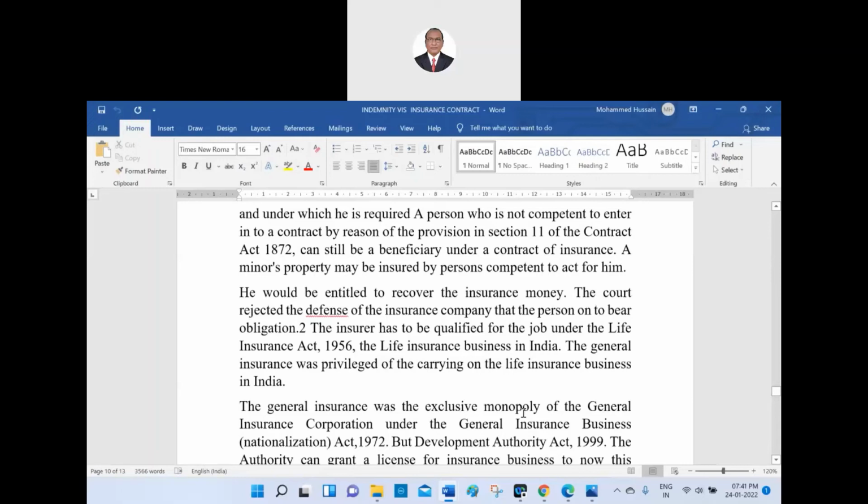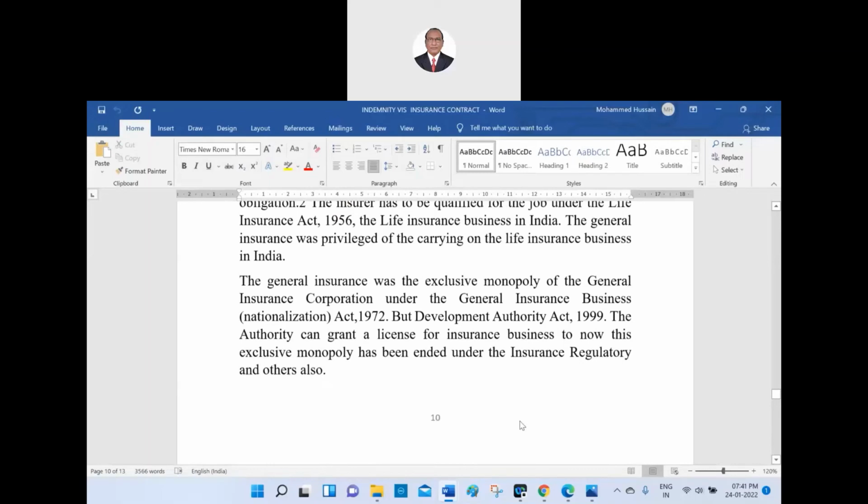The court rejected the defense of the insurance company that the insurer has to be qualified for the job under the Life Insurance Act of 1956. The life insurance business in India was the privilege of the Life Insurance Corporation, and the general insurance business likewise. Either with life insurance or with general insurance, even a minor can be protected and can get the benefit out of it, even though he is not a party to the contract.